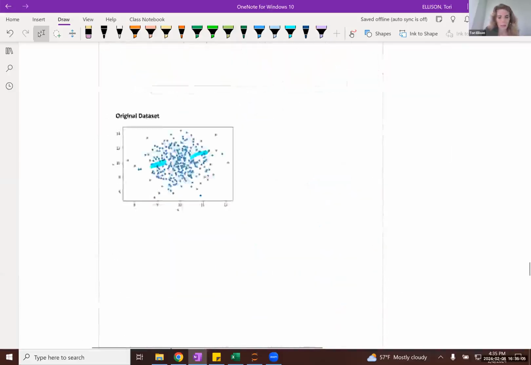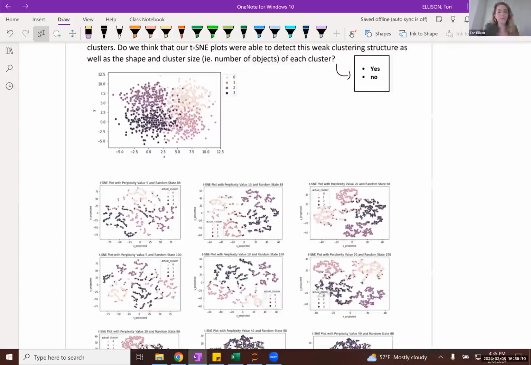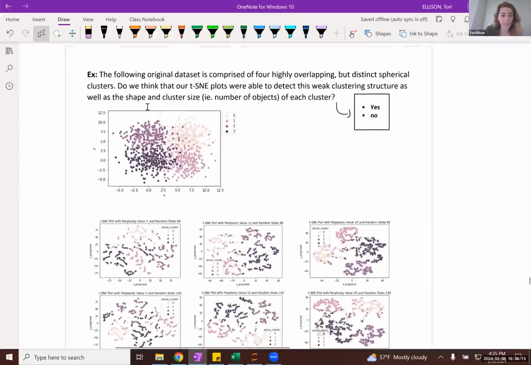Okay. So let's look at another example just for practice. Let's take a look at this data set here. This is my original data set. The way that I generated this data set is we have four highly overlapping Gaussian data sets that I've generated here. So we can interpret this, for instance, as four overlapping or non-well separated clusters in the original data set.